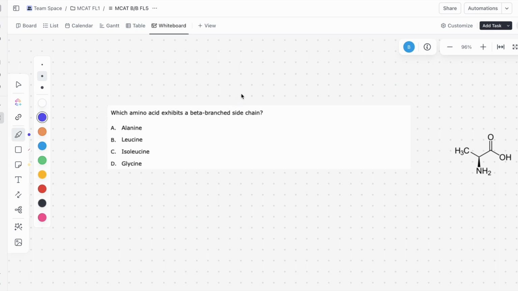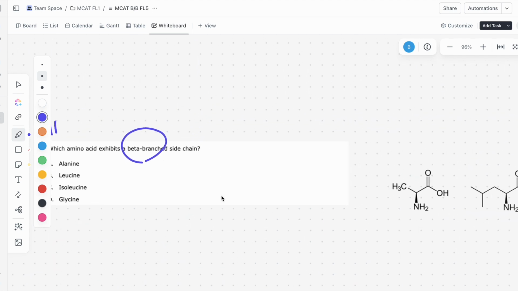So this is the first discrete question of the biochemistry section of full length 5. This is question 11, and it states: which amino acid exhibits a beta branched side chain? So what does that mean? A beta branched side chain.